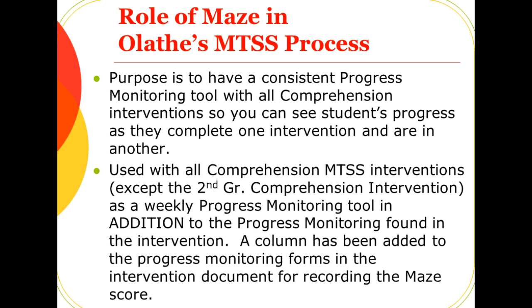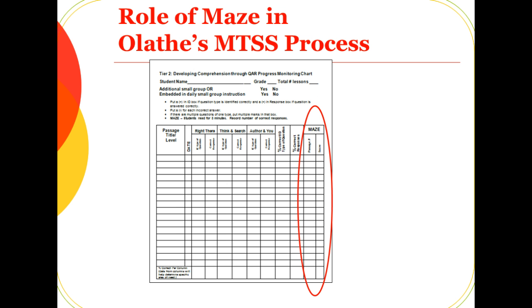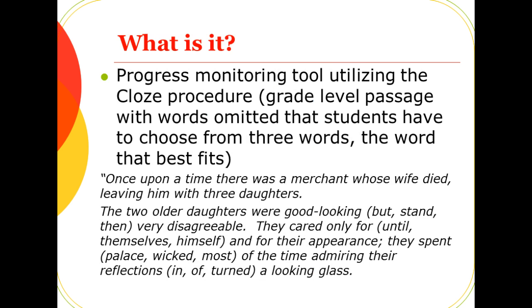And you'll use it as a weekly progress monitoring in addition to the progress monitoring that is found in the intervention. What you'll notice is that a column has been added to the progress monitoring form on the intervention document for scoring the MAISE score. So here's the progress monitoring chart, and the last two columns are for you to record the MAISE information.